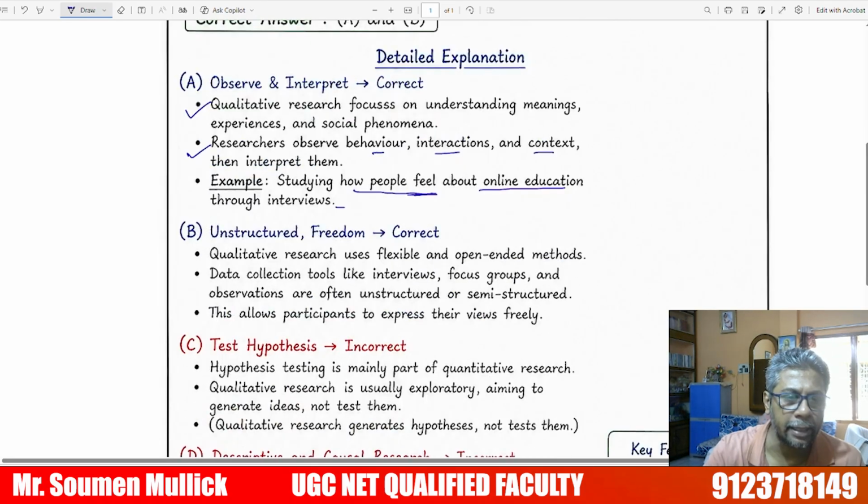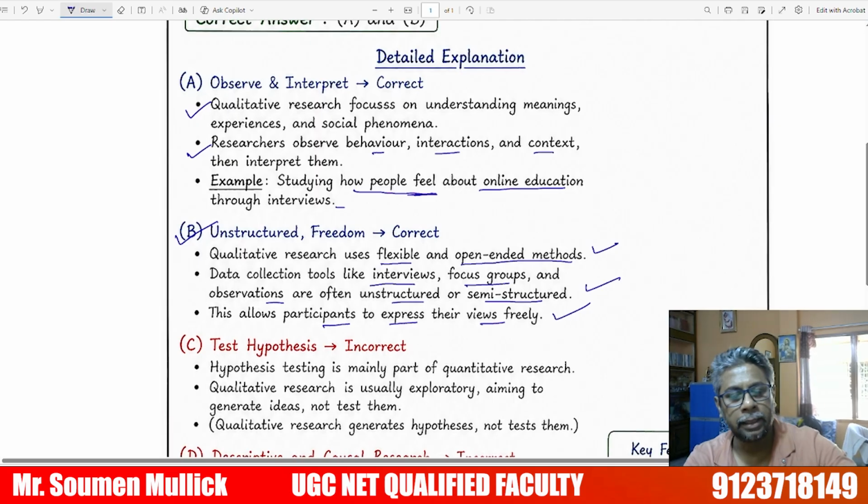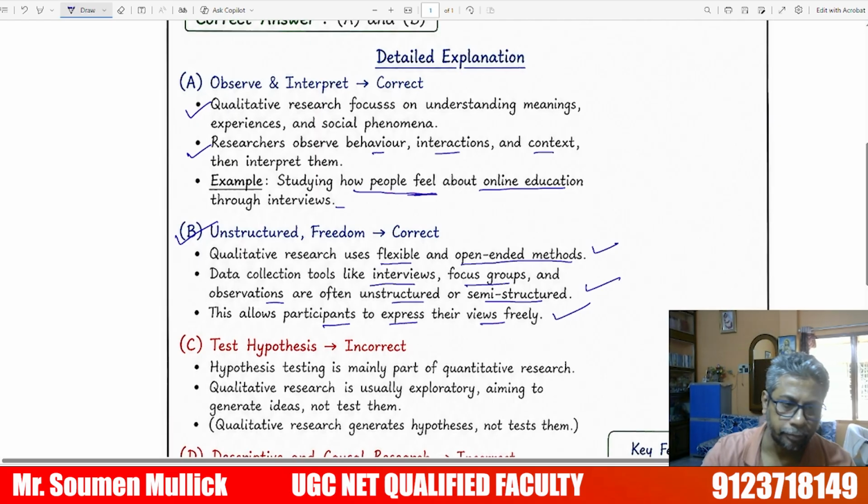The second point they have told is unstructured and freedom. Qualitative research uses a flexible and open-ended method. Data collection tools like interviews, focus groups and observation are often unstructured or semi-structured. And qualitative research allows participants to express their views freely. That's why the statement unstructured and freedom is correct.